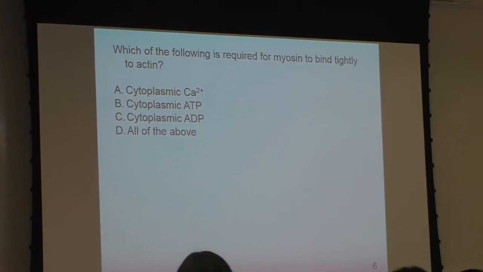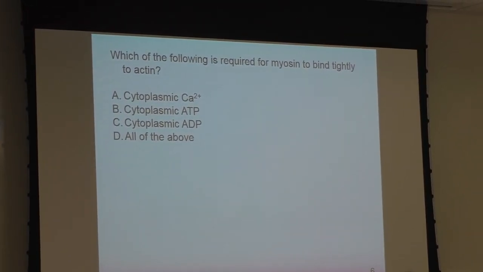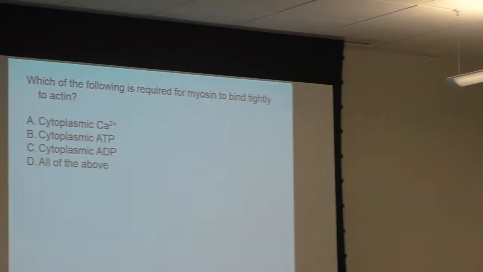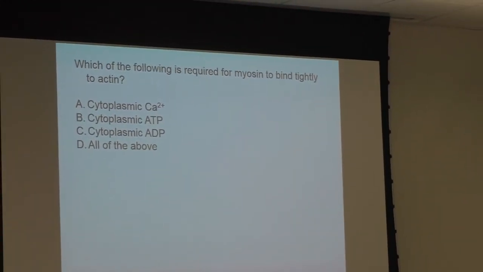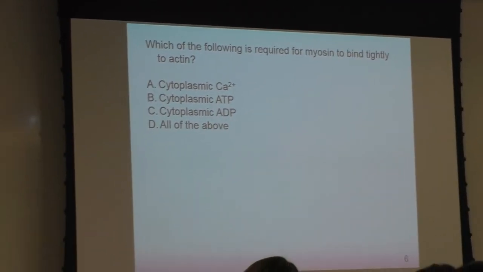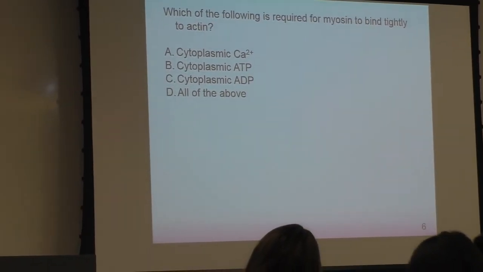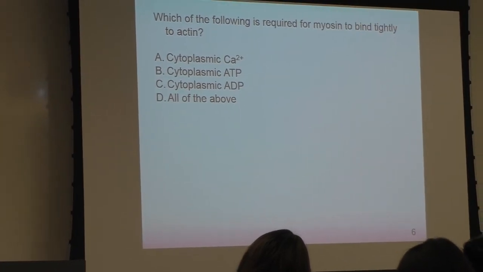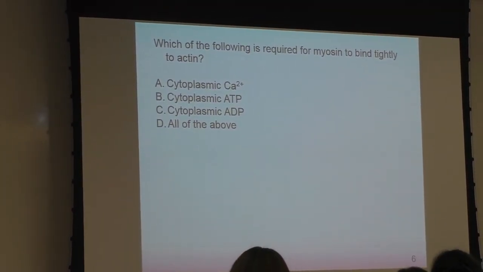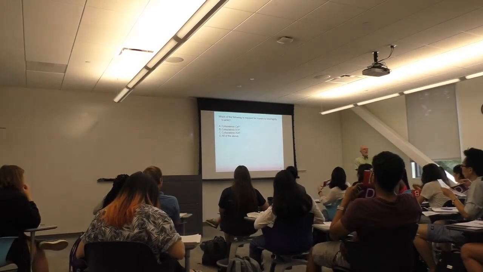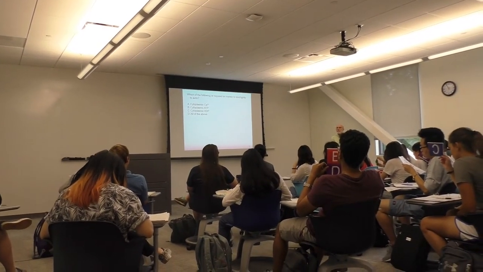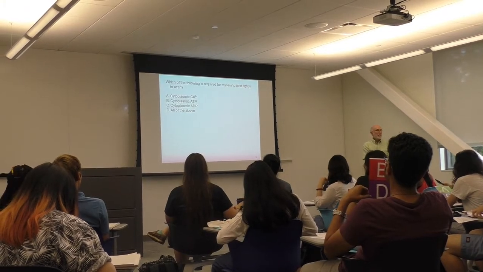Looking for the best answer or answers for the specifics of what is required for myosin to bind to actin. Not thinking about what happened before, and I'm not thinking about what happens after. I'm thinking about what allows myosin to bind to actin. What do you need in order for myosin to have the configuration that gives it high affinity for actin and causes it to bind?